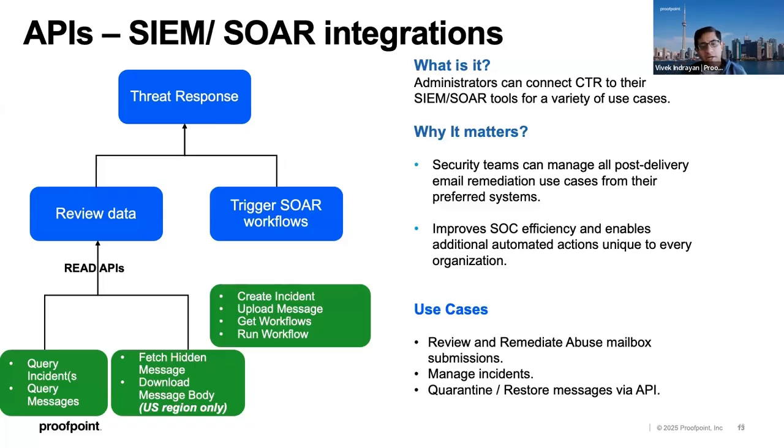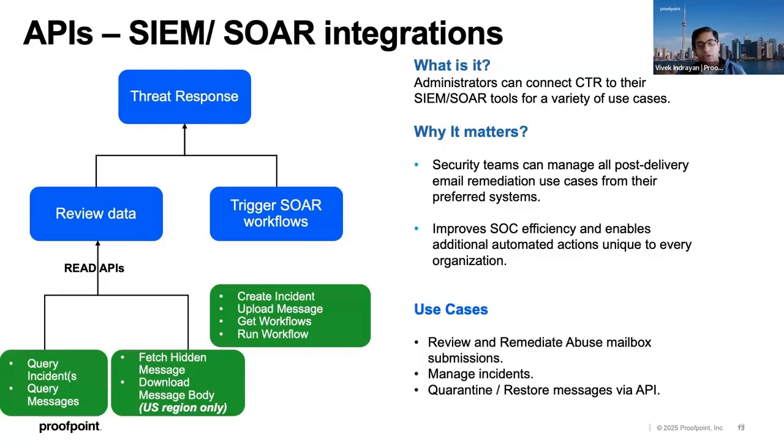So we do have a set of read APIs that allow you to query incident data, message data. If you are using the quarantine hide mode, they would allow you to fetch that message after it was quarantined, because it is in the user's mailbox and we can still programmatically access it. And of course, you can download the message body. You can do all of that right now with these APIs.